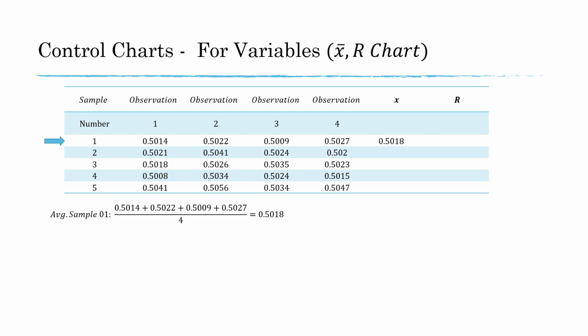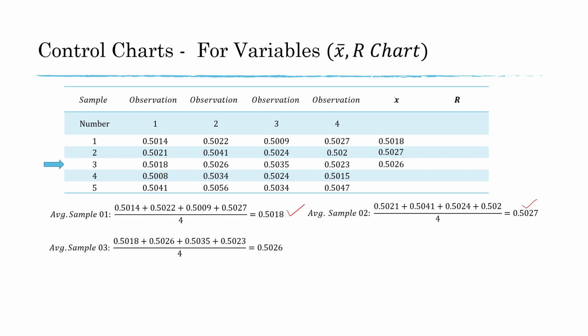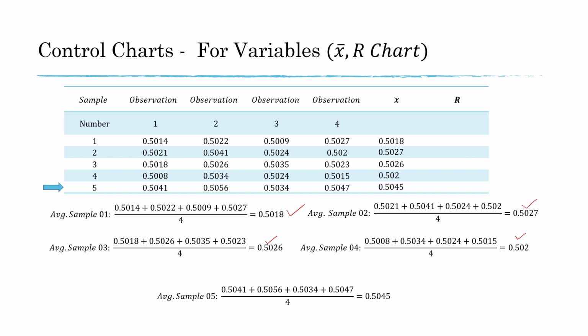So for sample 1, the average value is 0.5018. For sample 2, the average value is 0.5027. For sample 3, the average value is 0.5026. And for sample 4, the value is 0.502. For sample 5, we have the value as 0.5045.